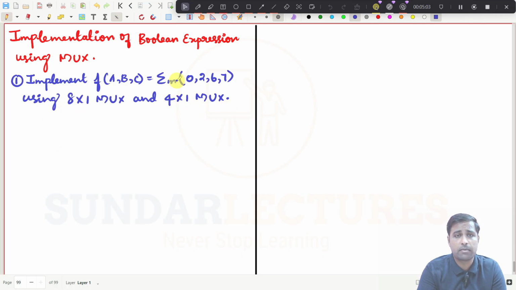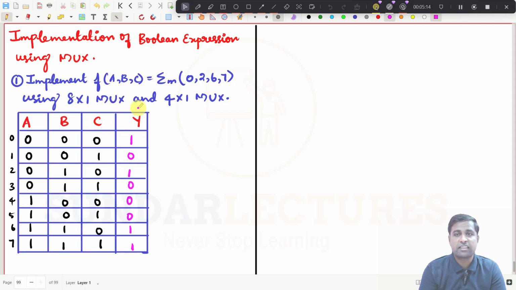Try to draw the truth table for this particular Boolean expression. How the truth table will look like now. I will draw it down. Right. See here, this is the truth table, right? So for 0 to 7, this is min term 0 and min term 2, min term 6 and min term 7 are 1. This has 3 inputs, right? So 3 input system, and we have 8 number of combinations. That is what I have drawn here.